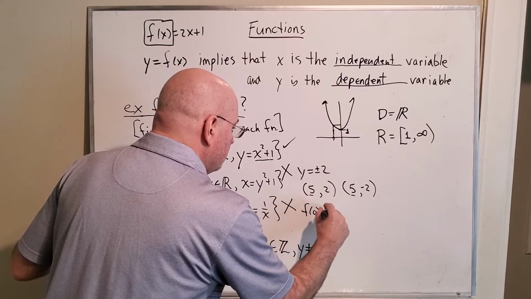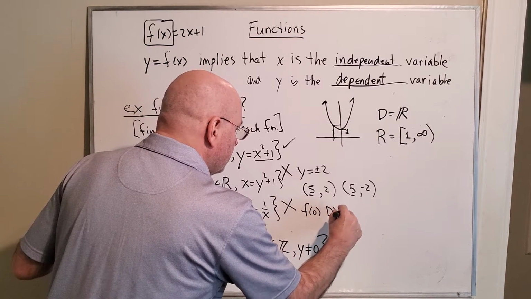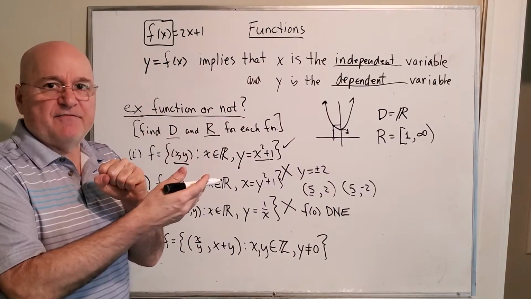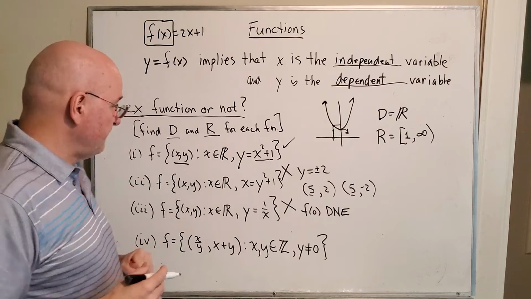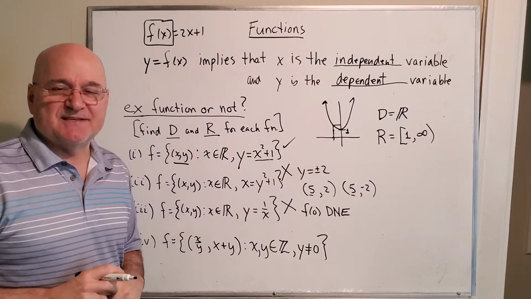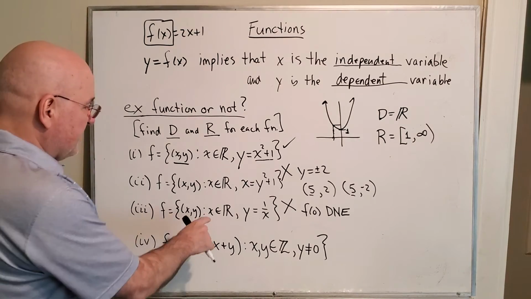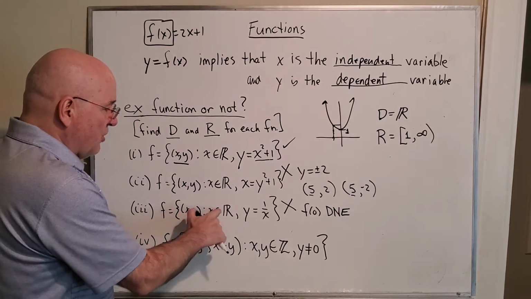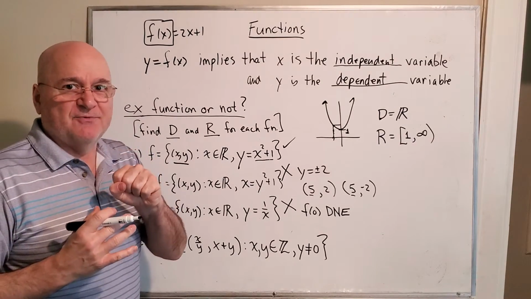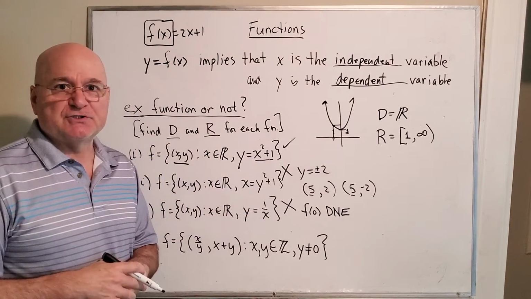So this is a tricky one, but no, not a function, because f of 0 does not exist. 0 does not have an image. And if I could make a small change to this and make it a function by saying, instead of x in all the real numbers, I'd say all the real numbers except for 0, then this would be a function.